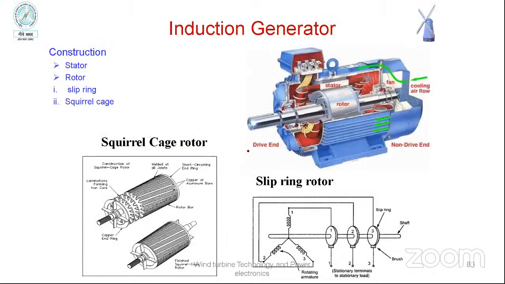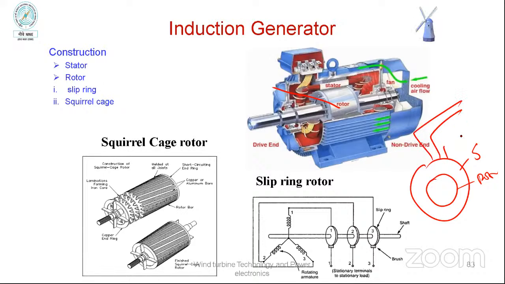But mostly the induction generator is robust in construction. It is easily available, and the induction generator is mostly the squirrel cage induction generator, right? The induction generator has the stator and the rotor. You might have studied this in the basics of electrical engineering. This is called the stator, this is called the rotor. The stator is always connected to the grid, right? So it will draw power from the grid. Why? Because the stator has the coil.